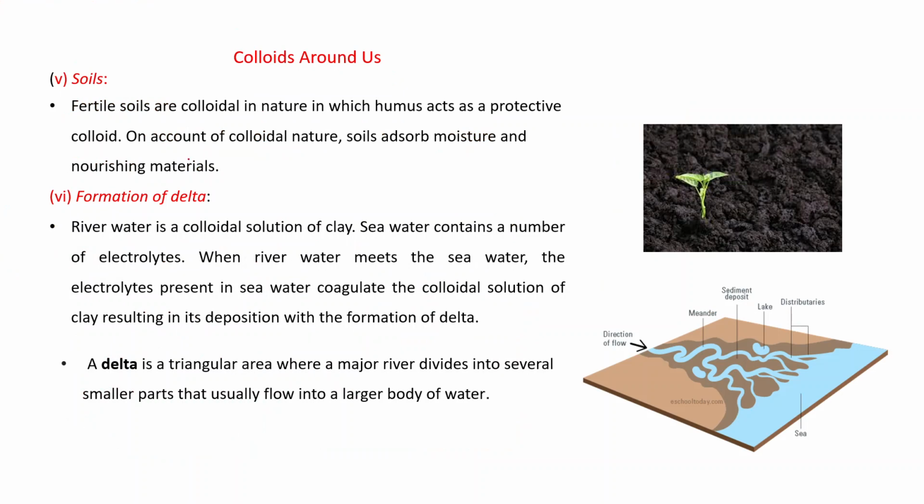Soil. Again, fertile soils are colloidal in nature, in which humus acts as a protective colloid. On account of colloidal nature, soil absorbs moisture and nurturing materials. Formation of delta. This is one of the important questions. Formation of delta. Now, what is the delta? You can see in this diagram.